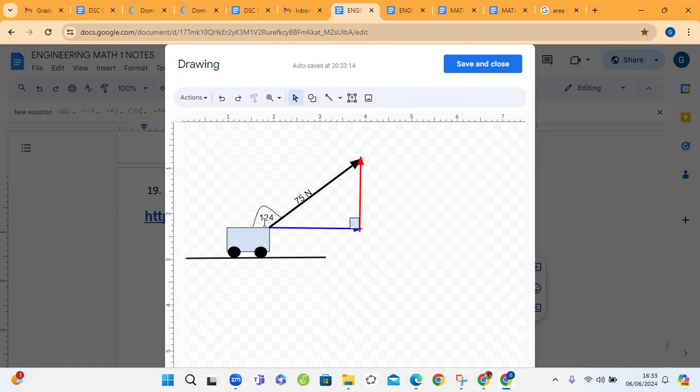This is 124 degrees. We know the total angle in a straight line is 180. Agreed? So therefore, it appears that this angle inside there will be 180 subtract 124, isn't that so? And that will give us how much?